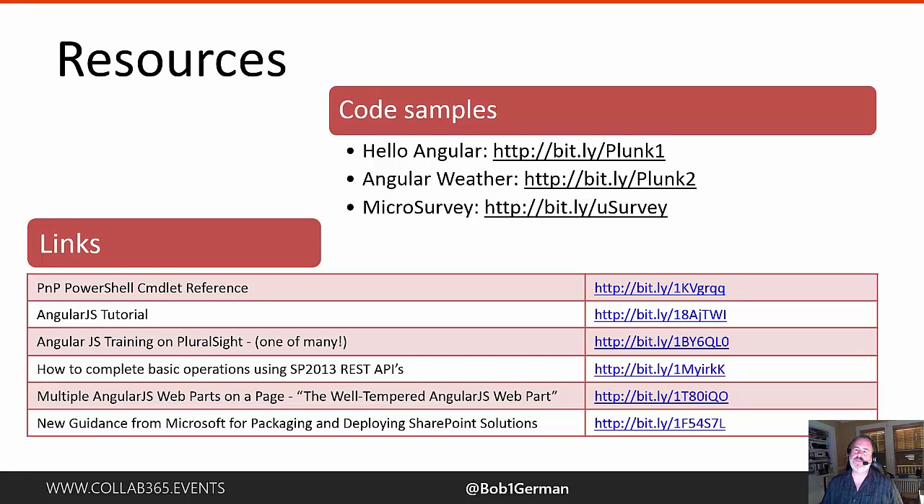So here are some resources from the session. I have the code samples, once again, bit.ly/plunk1 and plunk2, and MicroSurvey, spelled with a lowercase u, survey. And then I have a bunch of links here. The PowerShell commandlet reference gets you to all those client-side commands. There's an AngularJS tutorial here, plus AngularJS training on Pluralsight. There's many of them up there, but I particularly liked this particular class. There could be more documentation on the RESTful APIs, but this is a good starter, on how to complete basic operations using the SharePoint 2013 REST APIs.